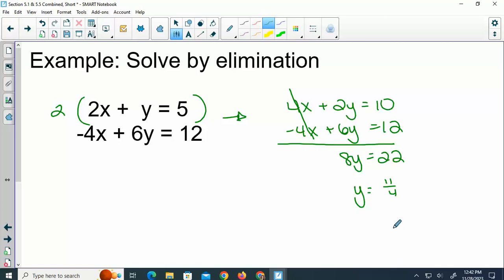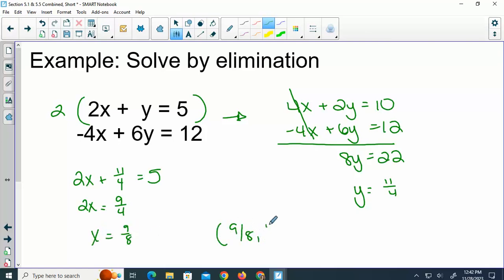So then how do we get x? Plug it into one of these equations. So I'll just go with the first one. Okay, so if we subtract over the 11 fourths, so 5, so 20 over 4 minus 11 over 4, divide by 2, we get 9 over 8.